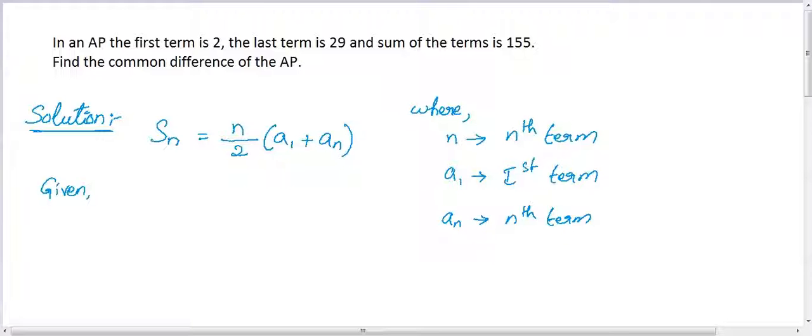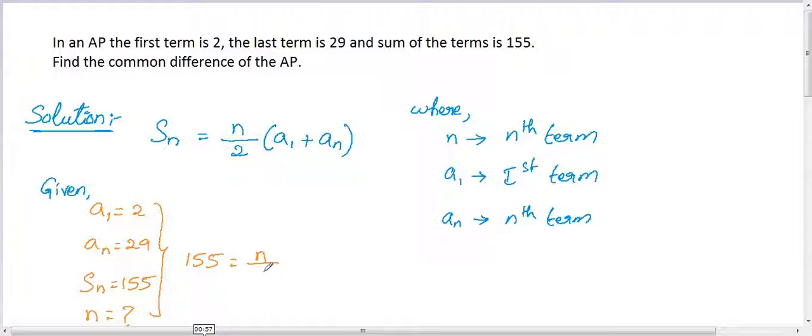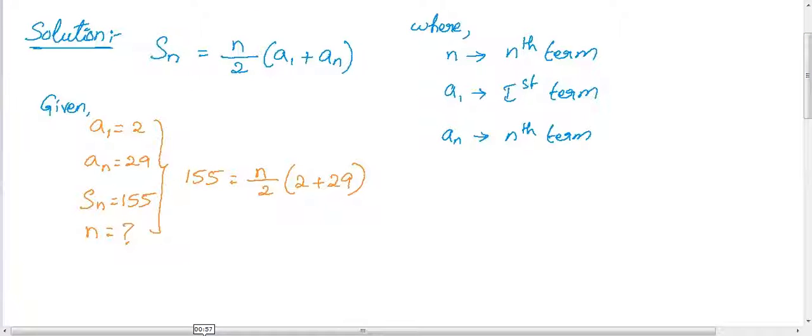Given first term is 2, so which is a1 equals to 2, and the last term an equals to 29, and Sn is equals to 155, which is sum of n terms is 155, and find n first. Find n. N is the nth term number. So here, if you plug these three values into the sum formula, we'll get 155 is equals to n by 2 into 2 plus 29.